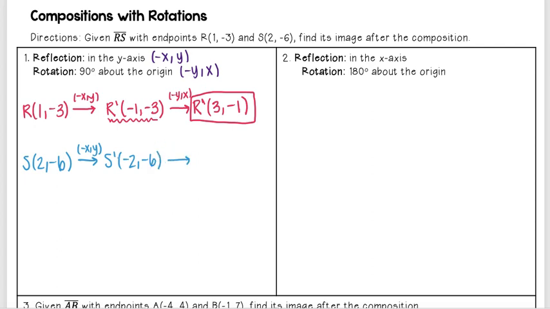And then again, now I'm going to use this new point to do my second transformation. So I want to rotate this new point 90 degrees about the origin. That rule is (negative y, x). And so when I do that, the opposite sign of negative 6 is a positive 6, negative 2.